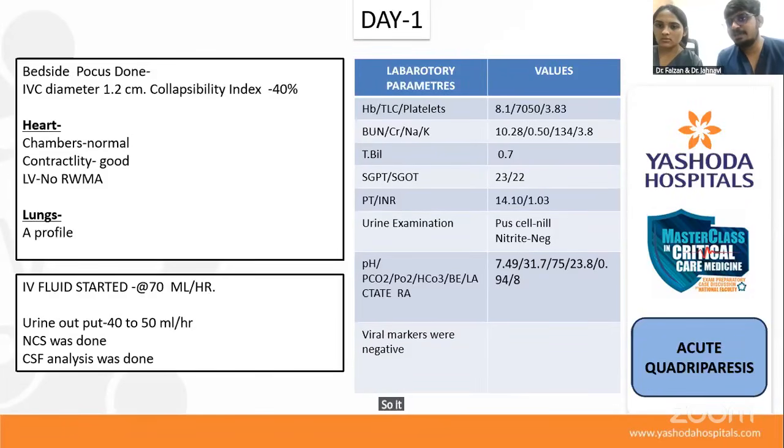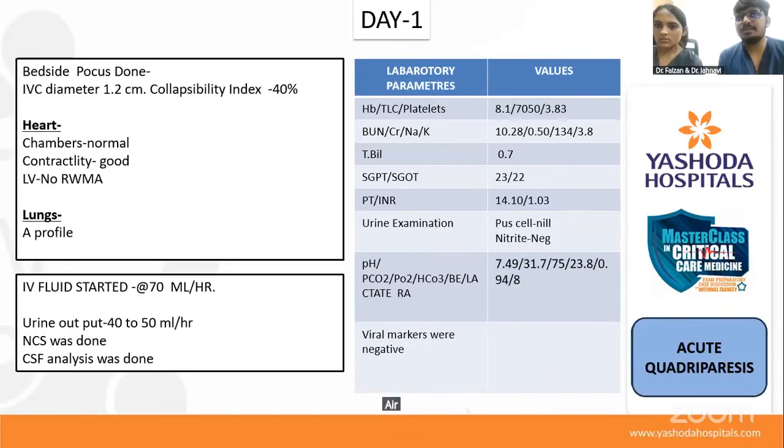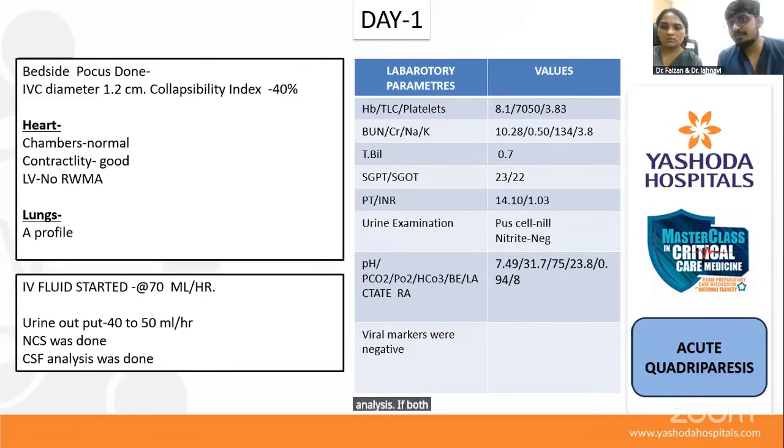It has got level 1, level 2, and level 3 criteria. In level 3, there will be motor paresis, areflexia, and no alternative diagnosis, which will be confirmed with a nerve conduction study or CSF analysis. If both CSF analysis and nerve conduction study are positive, then it is considered to be level 1.